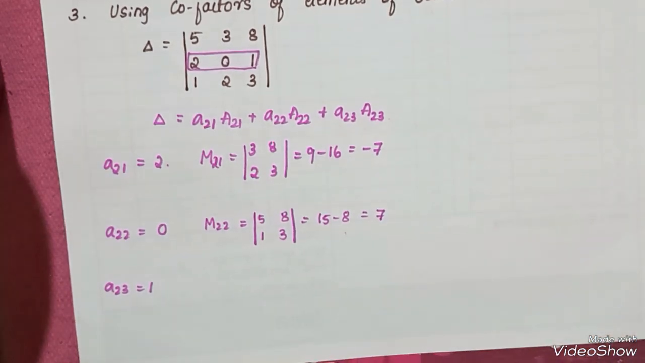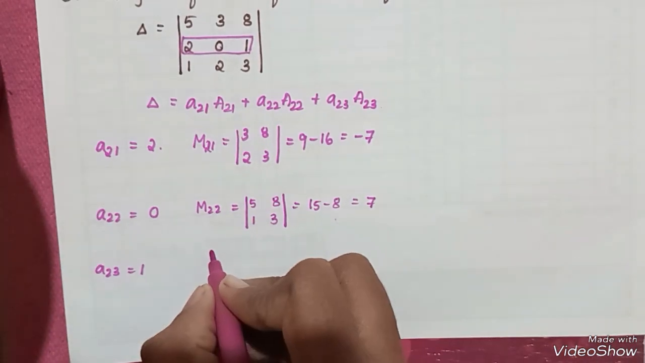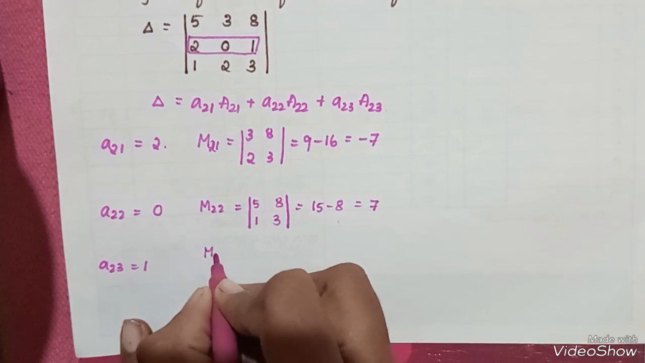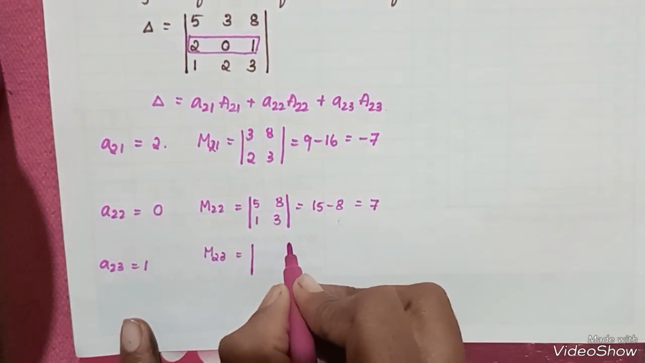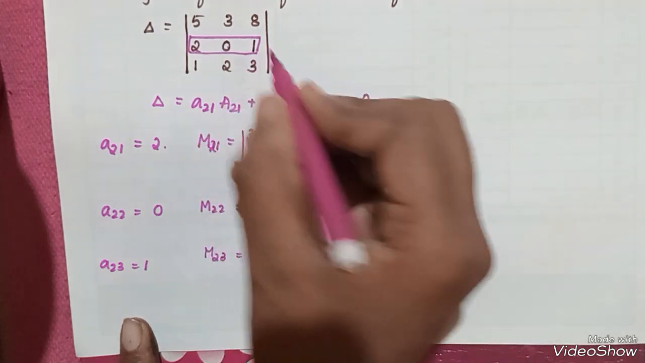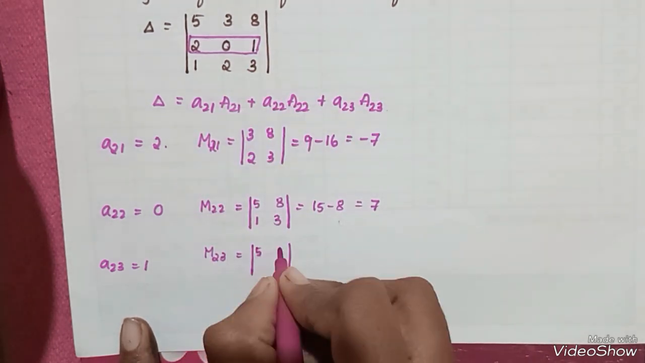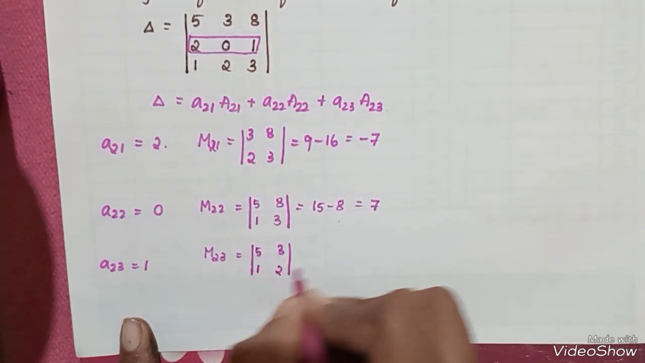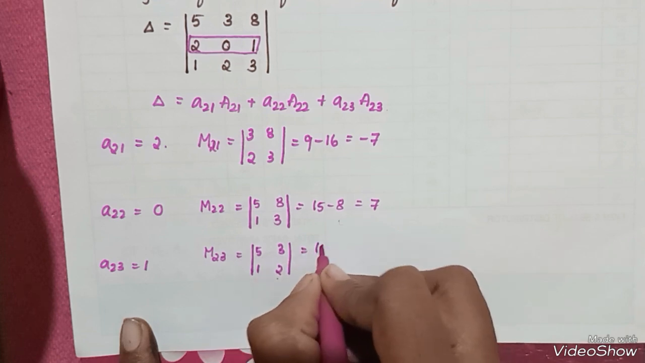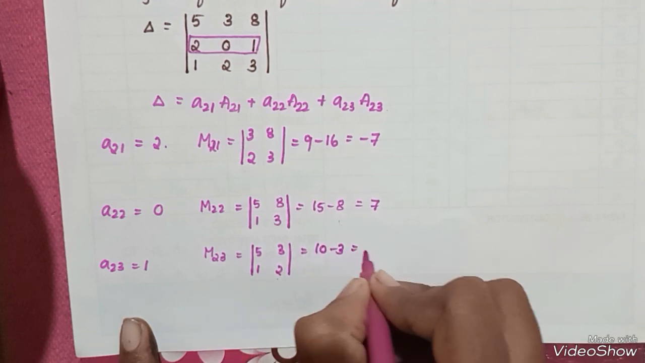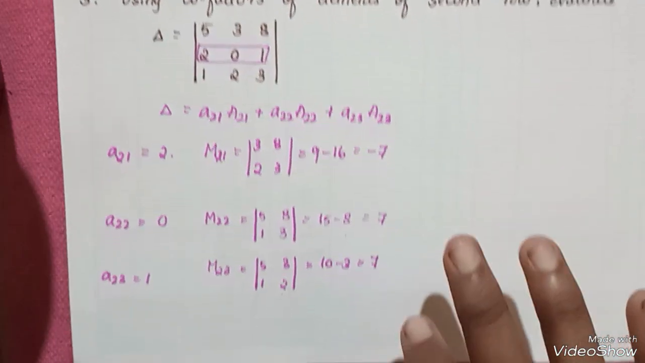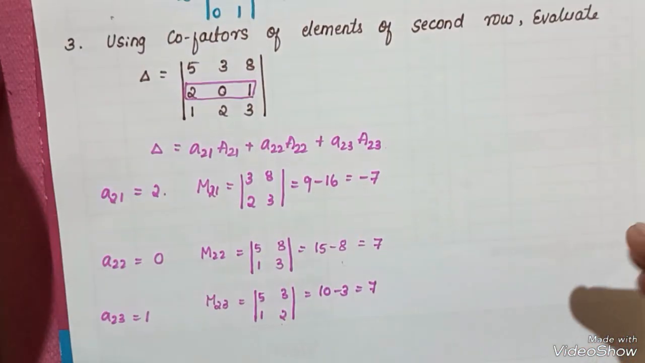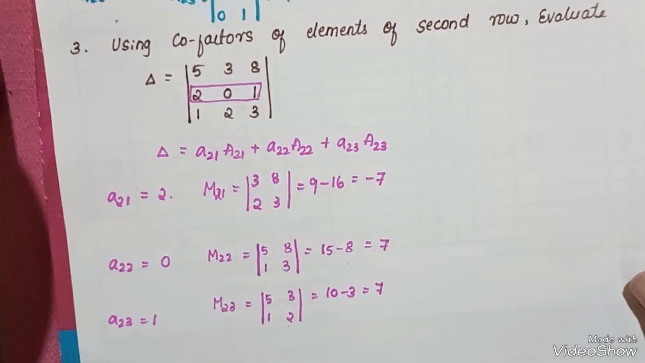Okay. Next, m23. Here the element is 1. For the determinant 5, 3, 1, 2, 5 twos are 10 minus 3 is equal to 7. Okay, these are the minors of the elements.